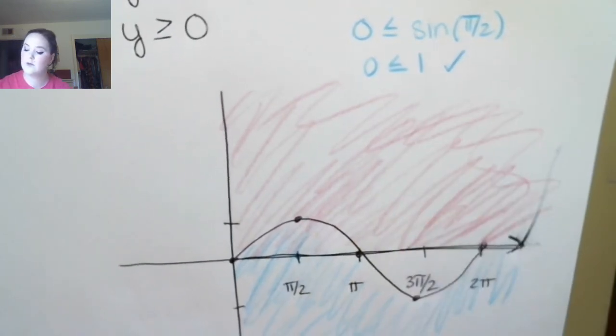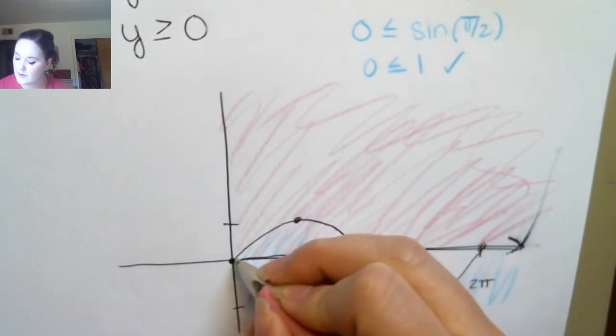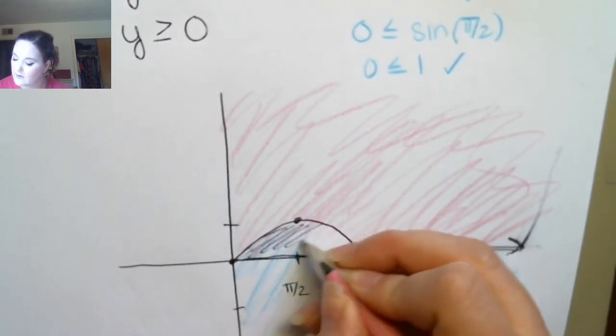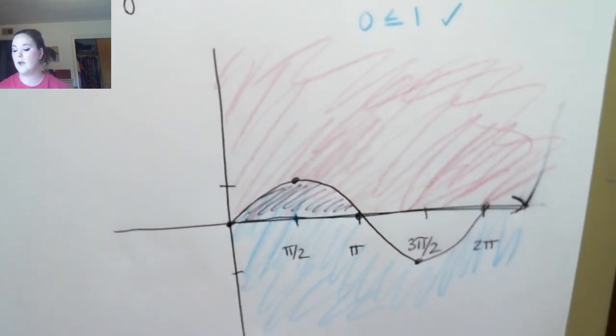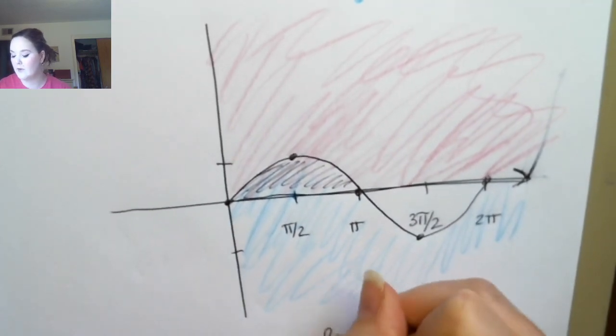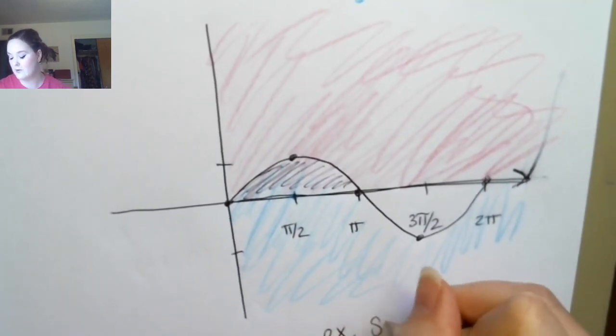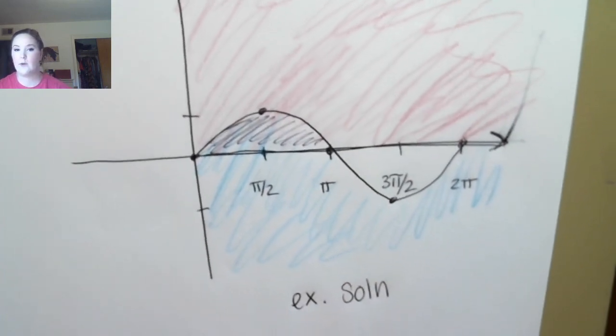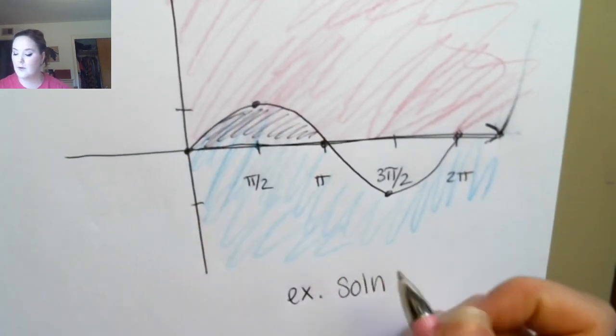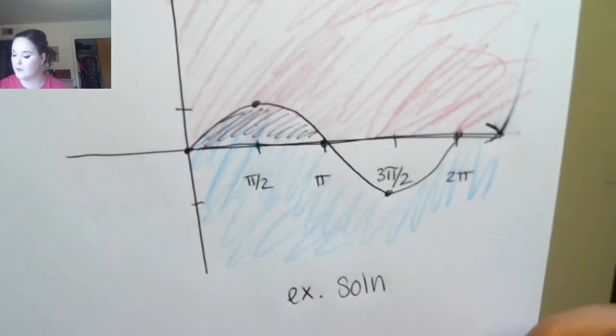So where is my solution region? Well, it's this part right here. And then if we're going to give an example of a solution, we would want to give something that's in this little hump, so I might do (pi over 2, 1/2).